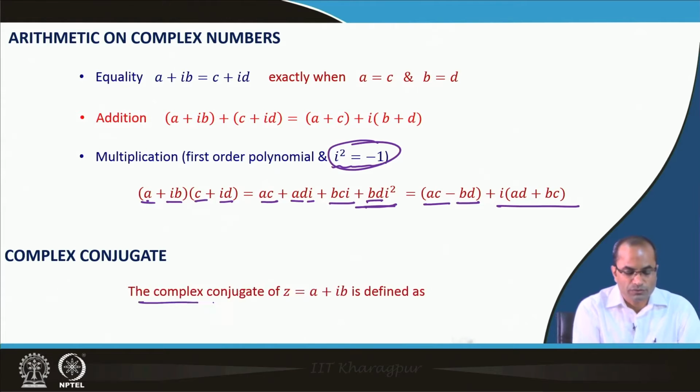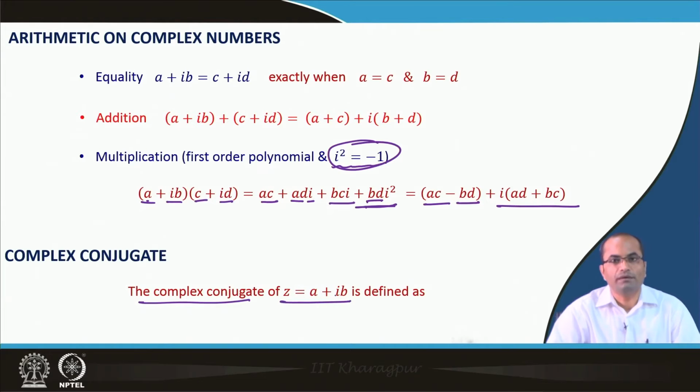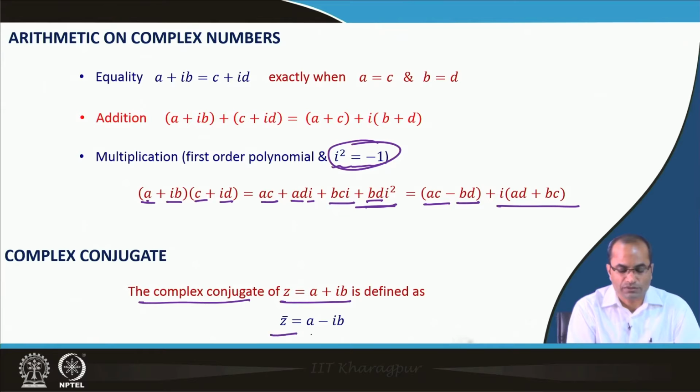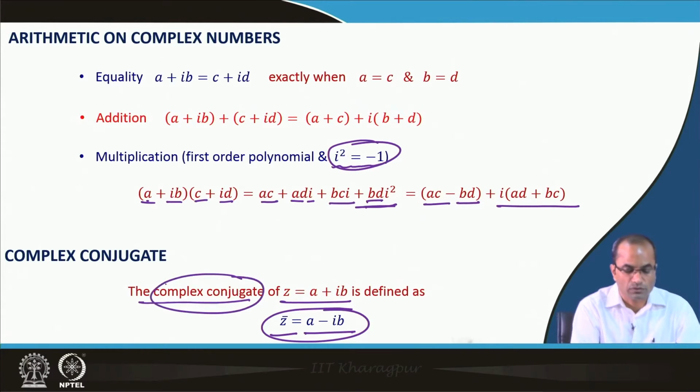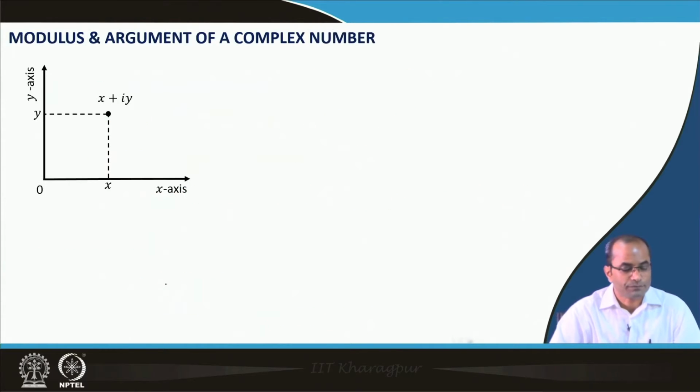So, the complex conjugate of this z, the number a plus ib, is defined as follows. The conjugate means this i will be replaced by minus i. So, that means we have the complex conjugate a minus ib. This is the complex conjugate of the number z equal to a plus ib. This is what we call the complex conjugate.